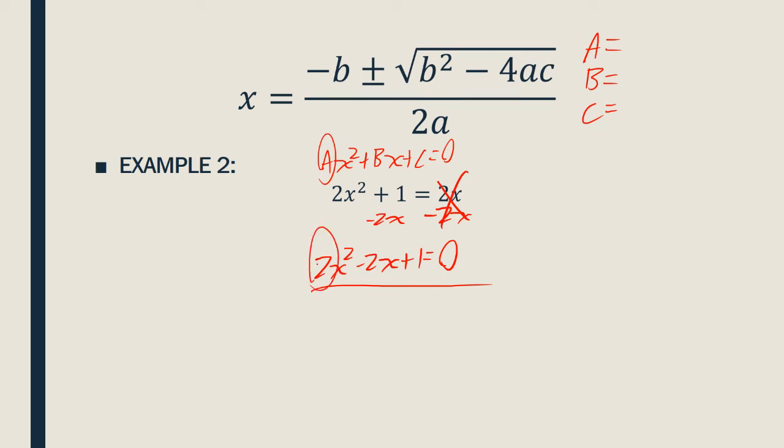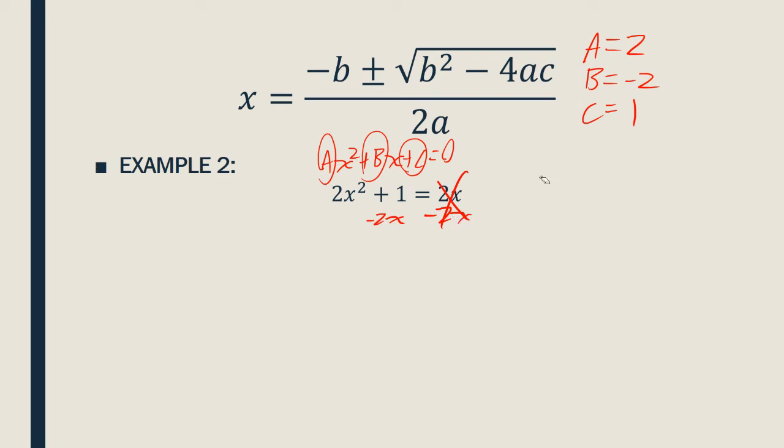Well, here's my a value, here's my b value, and here's my c value. So a is 2, b is negative 2, c is 1. I'm going to go ahead and plug all those numbers in. I'm going to erase this for a second and rewrite it up here: 2x squared minus 2x plus 1 equals 0. I'm going to plug all of these values into my quadratic formula.